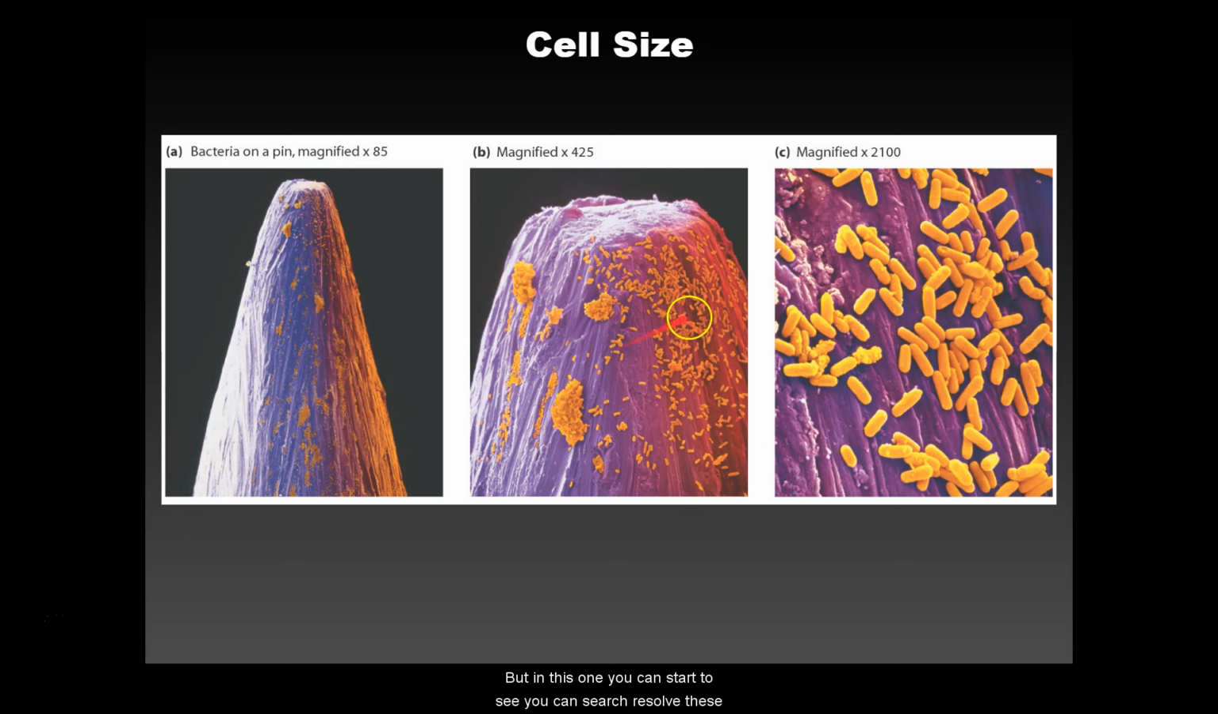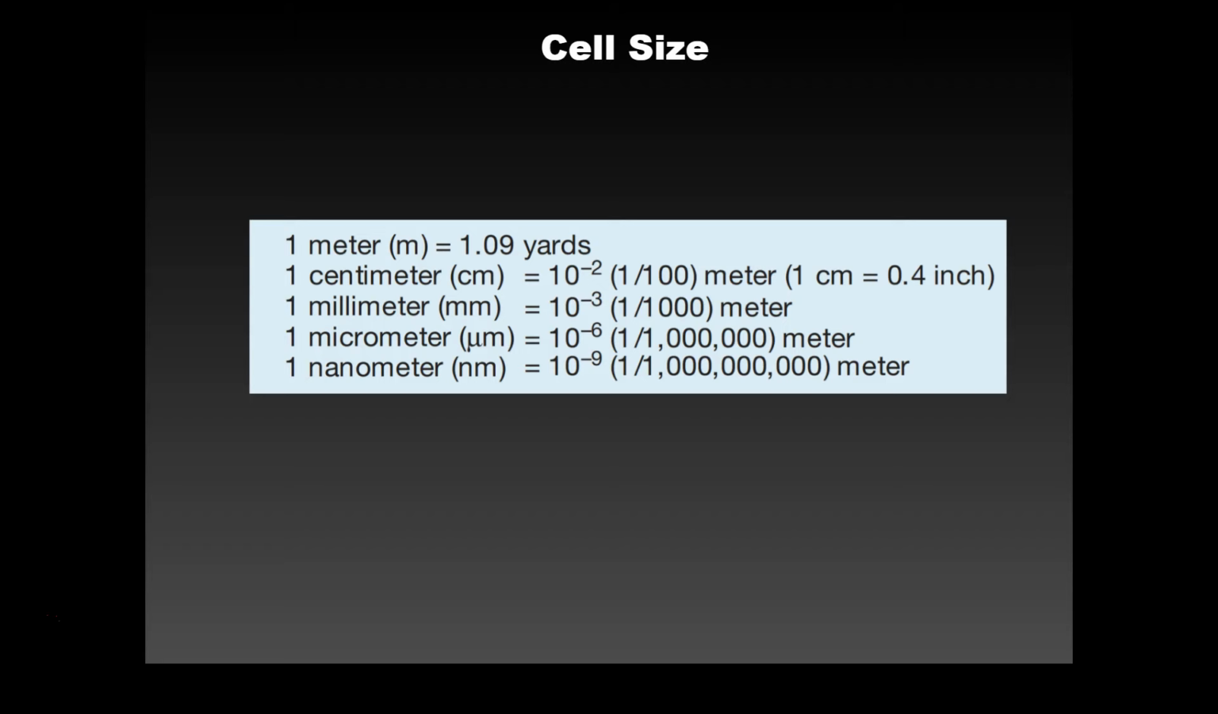But in this one, you can start to resolve these tiny little bacterial cells. And then once you get it up to 2,100 times, you can really see what these bacterial cells look like. They're very, very tiny. Okay, so those are prokaryotic bacterial cells.